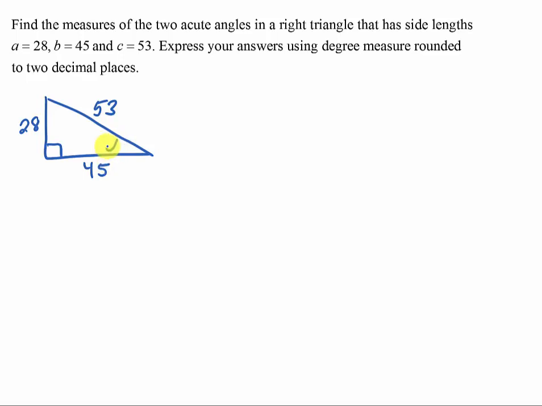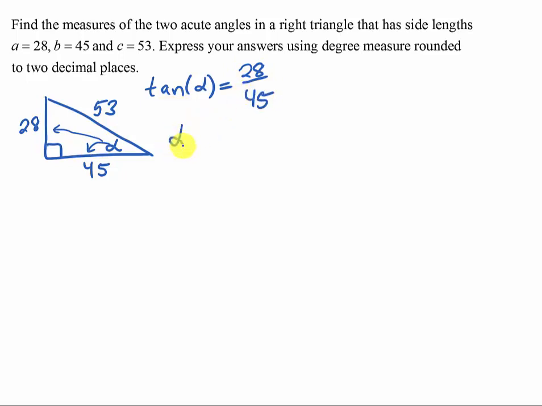Now we need to find the measure of both of the angles inside. So let's go ahead and mark an angle here, alpha, and let's find a trig function that connects that angle with two of the sides. Now, because we know all three sides, we could pick our favorite trig function. It wouldn't matter which one. Let's go ahead and pick tangent here. So tangent of alpha is going to be, we know that tangent is opposite over adjacent. So I'm going to go opposite and adjacent. So that's going to be 28 over 45.